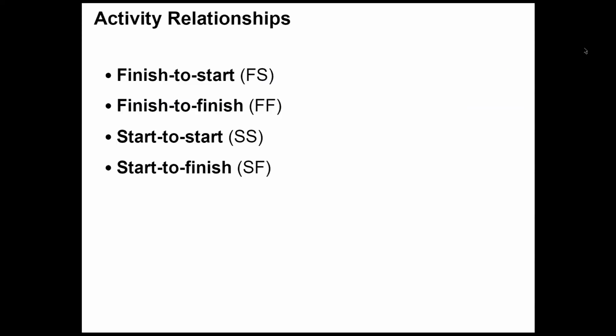There are some advanced relationships we do not know yet. Finish to start, we already know. That is a very simple one. There are some advanced ones like finish to finish, start to start, and start to finish. So what that means, let's take a look at it.